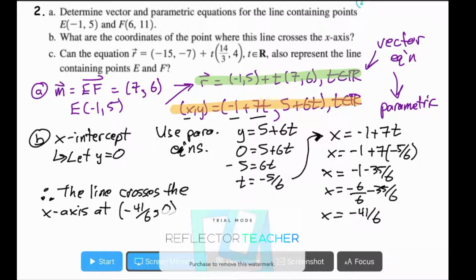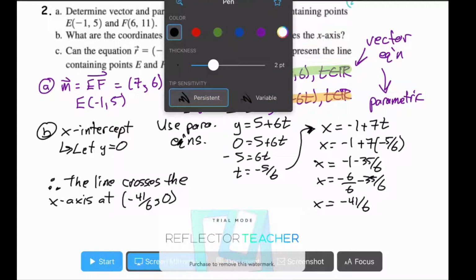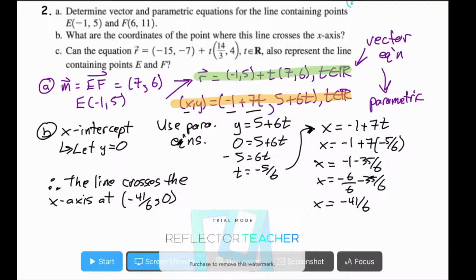And we're not quite done. We still have to answer C, and C asks us, can the equation r equals [-15, -7] plus our parameter t and our direction vector [14/3, 4] also represent the line containing points E and F?